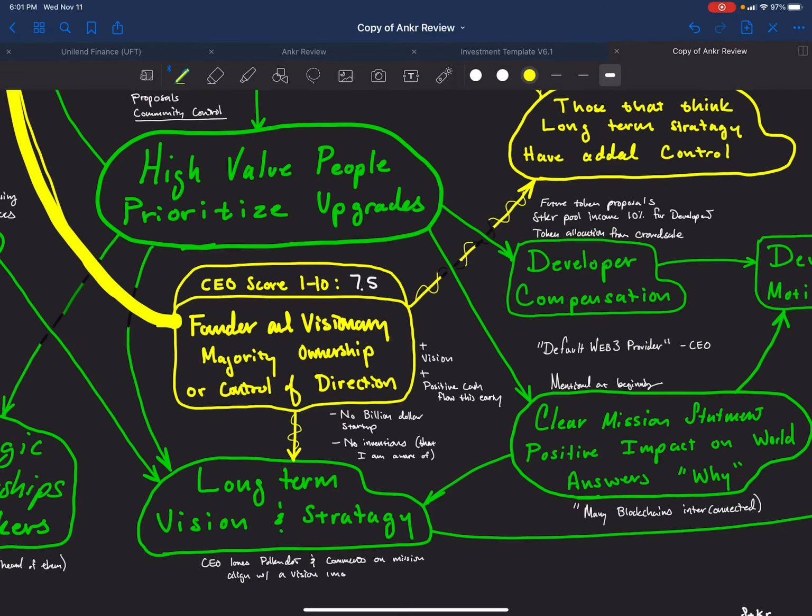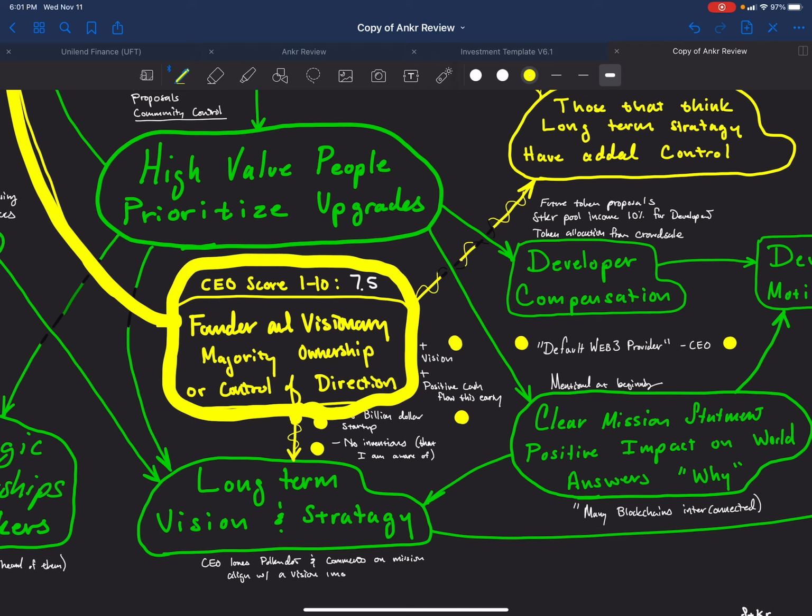The CEO, he is a visionary in my opinion, because his vision is to be the default Web3 provider. When I hear him talk, he seems very strategic. He actually has a lot of stuff similar to me in his approach to the whole space, so I guess that makes me biased. He had positive cash flow already, so he led this company to positive cash flow already. That's amazing. But there are no billion-dollar startups and there are no inventions, and that's why I gave him the 7.5 rating.